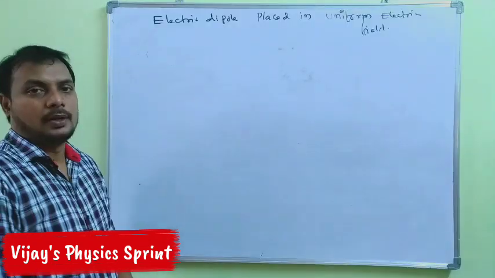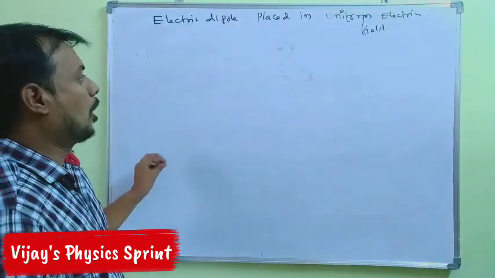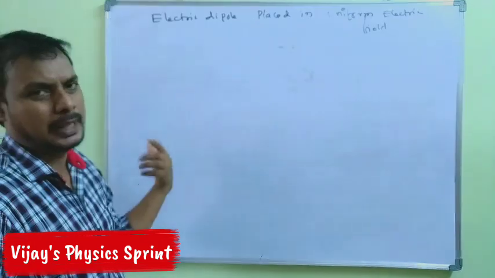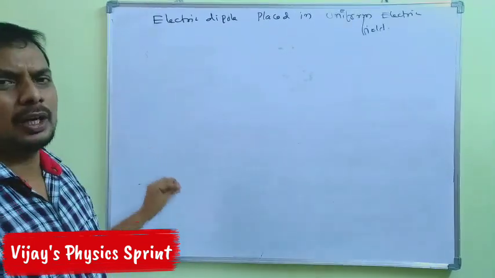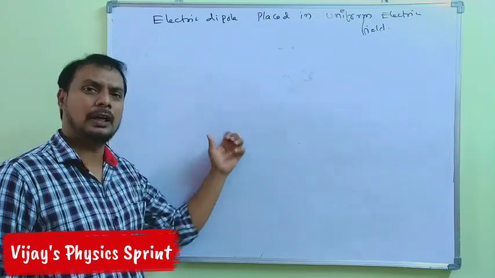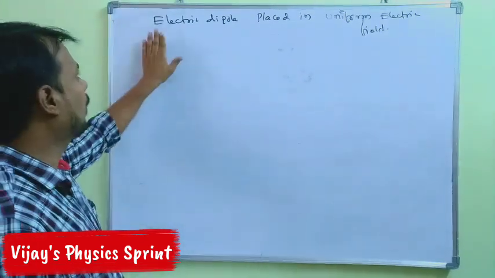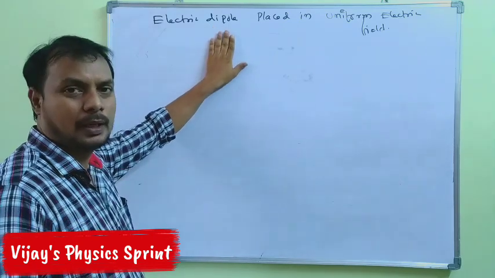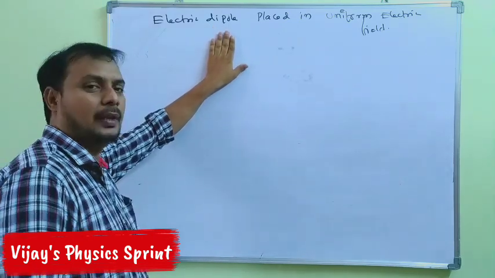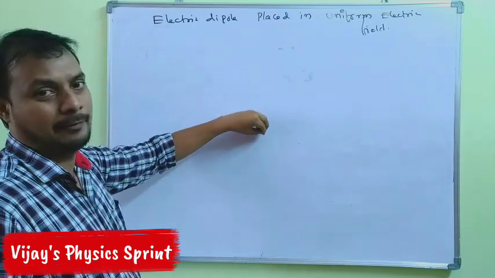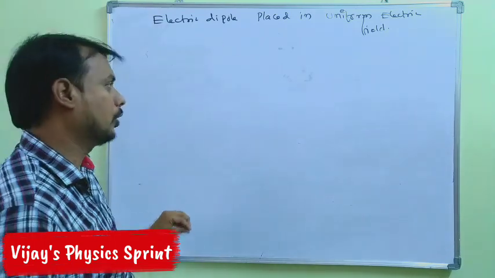So far we discussed a point charge placed in an external electric field, and what the force and acceleration are when the charge is in the direction of electric field and perpendicular to electric field. Now instead of a point charge, we are placing an electric dipole, and then how it behaves. So when the electric dipole is placed in a uniform electric field, what happens, now we are going to discuss.